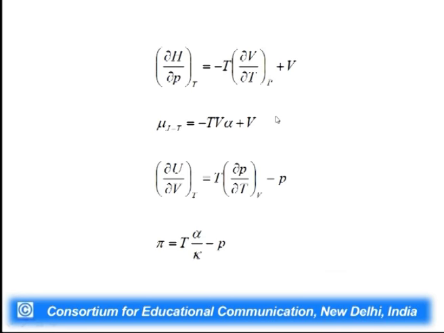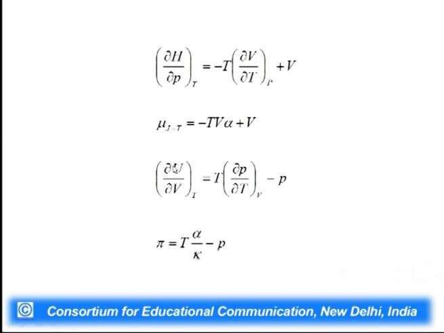Now in the last modules we also calculated del H by del P at constant T, which is known as the isothermal Joule-Thomson coefficient, and that can be given by this equation: minus T del V by del T at constant P plus V. And if we express del V by del T at constant P as V alpha, we can write the isothermal Joule-Thomson coefficient as minus T V alpha plus V.